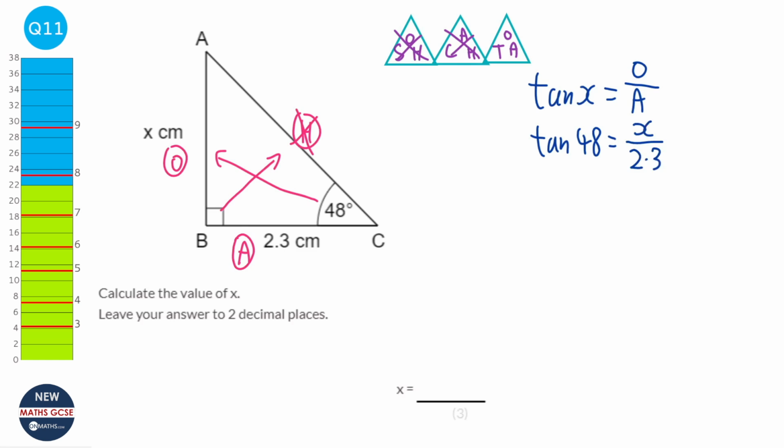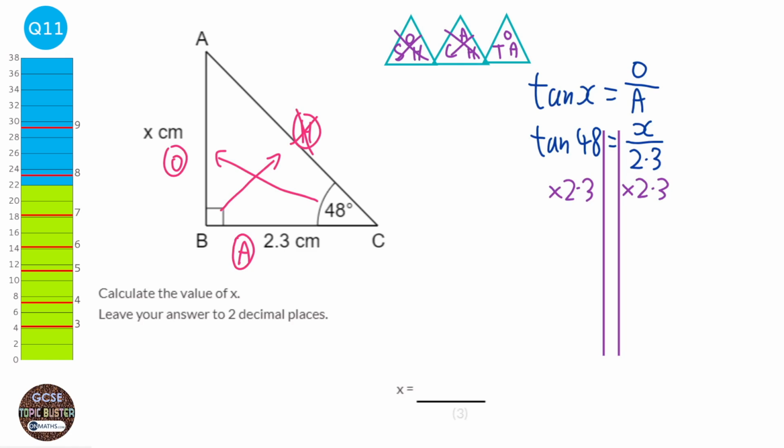I'm going to put our lines in. And notice here we just need to times by 2.3 both sides to get x on its own. Now be careful when you type in tan 48, most calculators will open a bracket after typing in the tan, so make sure you close it after the 48, then type in times 2.3, and we get 2.554 and so on. And so when we round that to two decimal places, that would be 2.55.